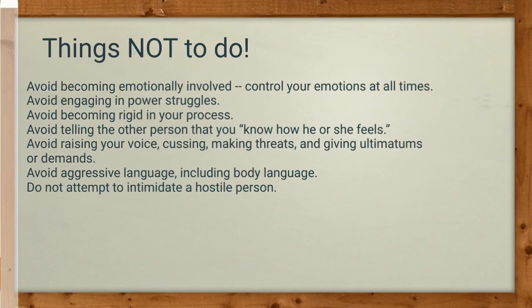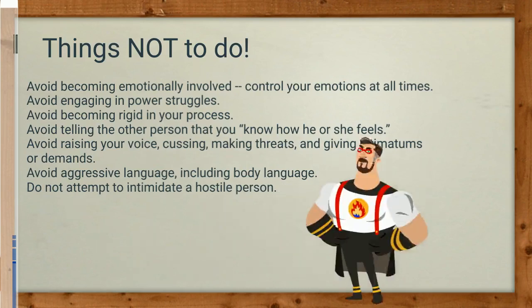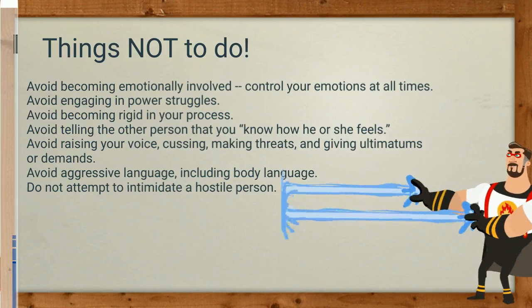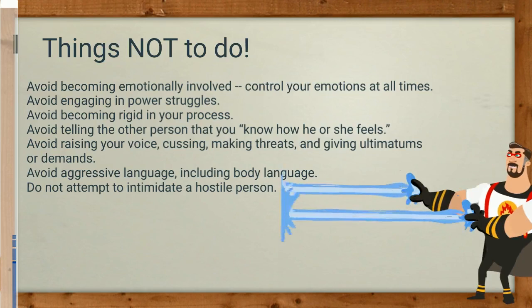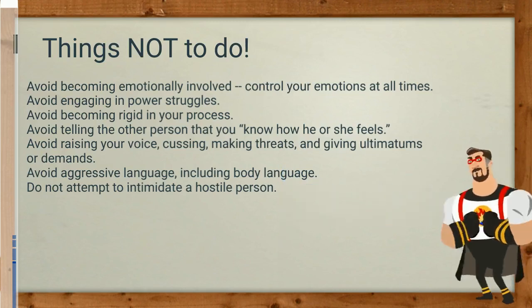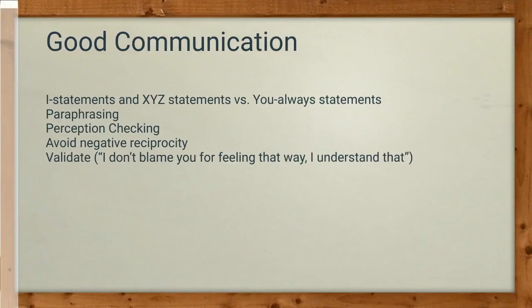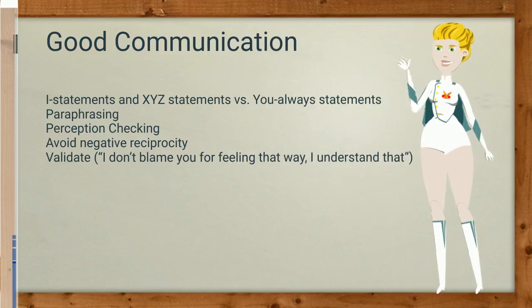Things not to do. Avoid becoming emotionally involved, engaging in a power struggle, becoming rigid in your response, telling the other person you know how he or she feels, raising your voice. Avoid aggressive language and do not attempt to intimidate a hostile person. Good communication. I statements versus you always statements. Paraphrasing. Perception checking. Avoiding negative reciprocity. And validate. I don't blame you for feeling that way. I understand that.